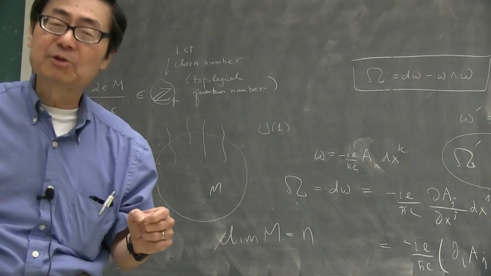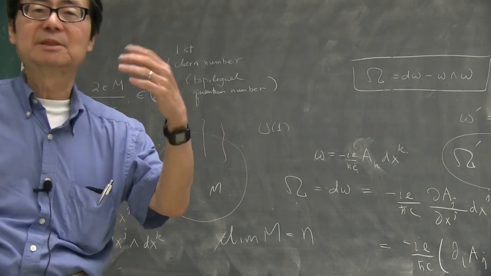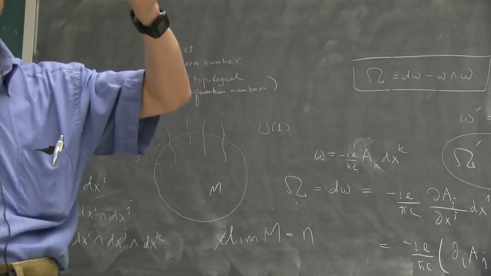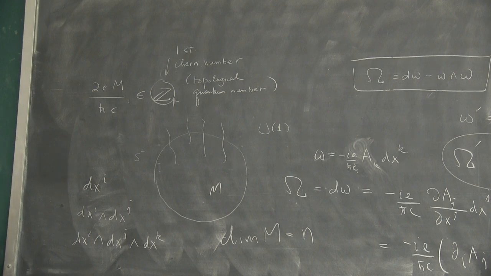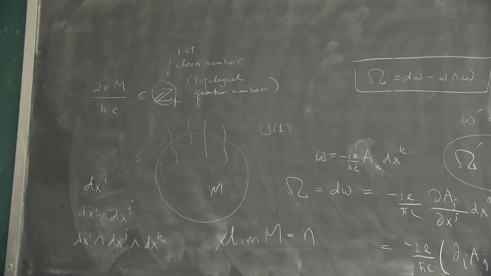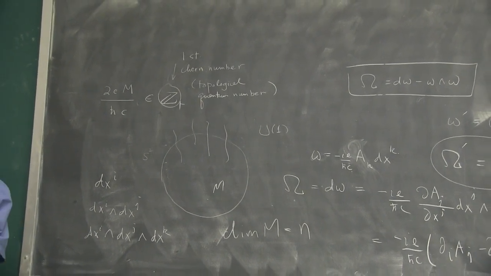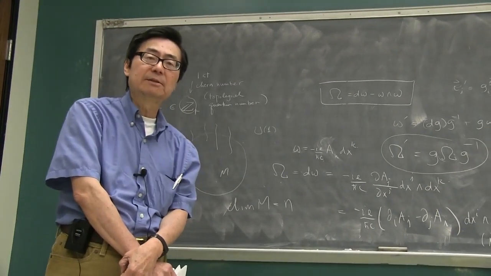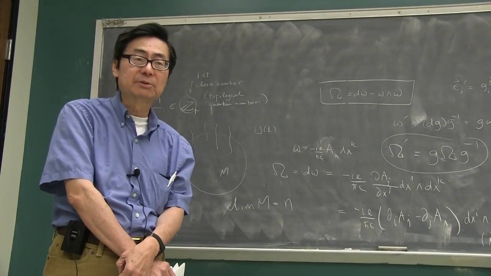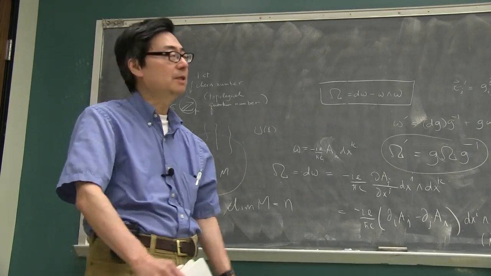So there's a top form, so to speak. Top form simply refers to the highest order form on a differentiable manifold. And if the dimension of the manifold is n, then the order of the top form must be n also. In other words, there cannot be a non-zero differential form whose order is higher than the dimension of the base manifold. I hope that's quite obvious, okay?